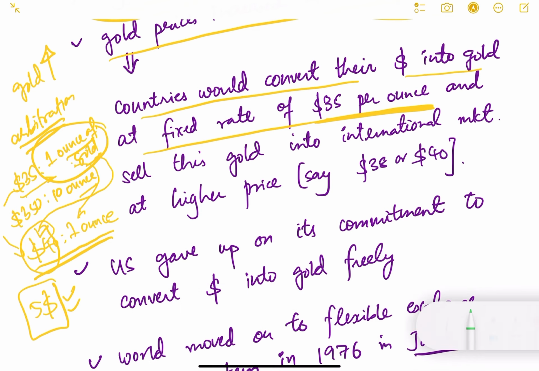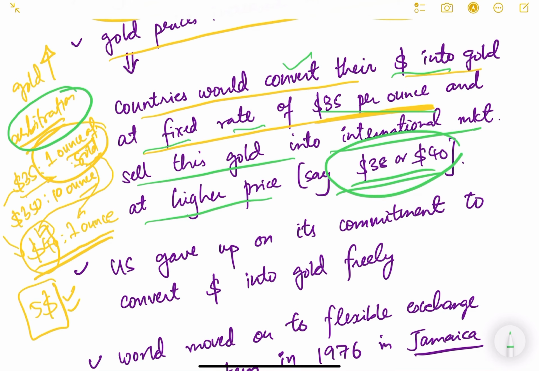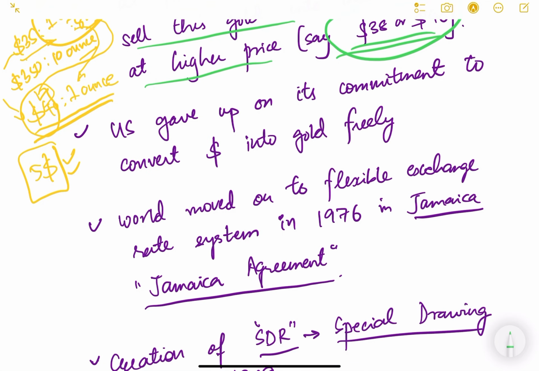This business is known as the arbitrage business. So countries were doing this, and you know, countries would convert their dollars into gold at a fixed rate of $35 per ounce and sell this gold into the international market at a higher price, say $38 or $40. So what happened? The US government understood this.